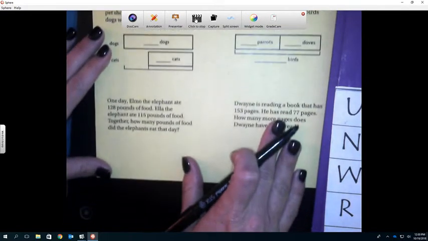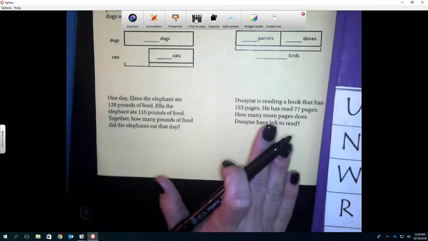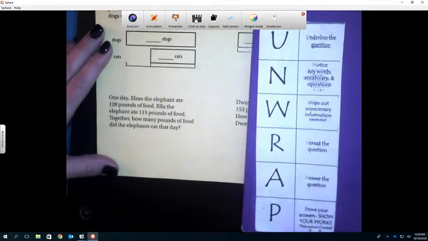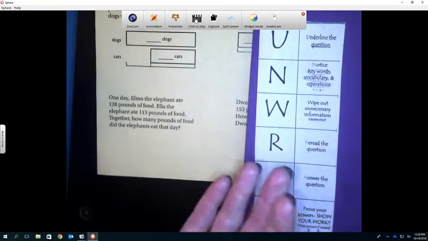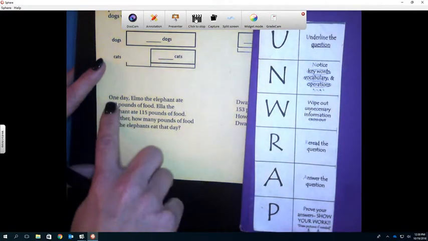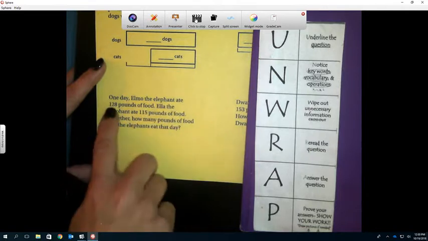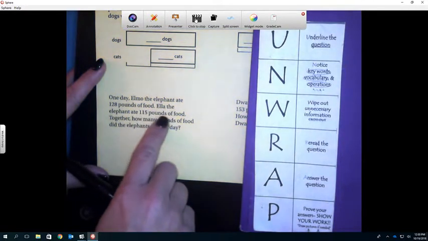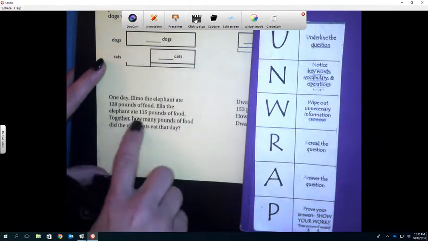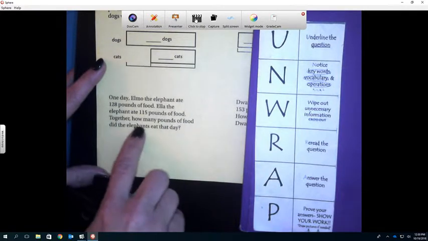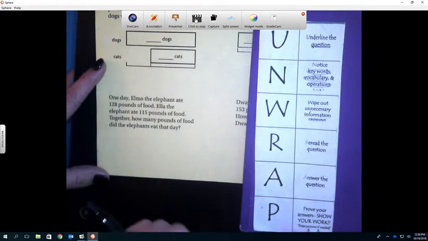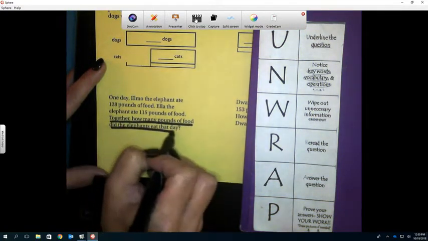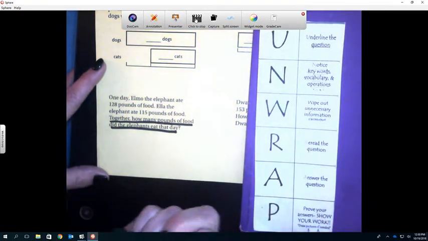When we're doing a word problem, we follow this unwrap process. So here it is. The first thing they would need to do is read the question. One day, Elmo the elephant ate 128 pounds of food. Ella the elephant ate 115 pounds of food. Together, how many pounds of food did the elephants eat that day? Now they would underline the question, so we need to really think about what's being asked. And then we're going to notice the keywords and important information.